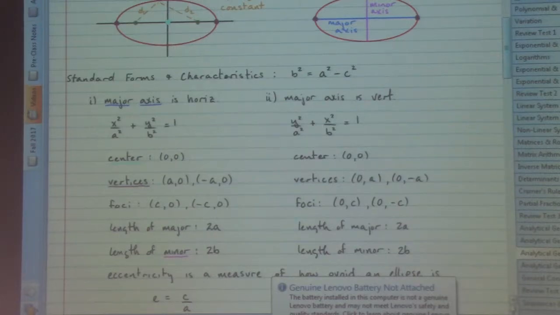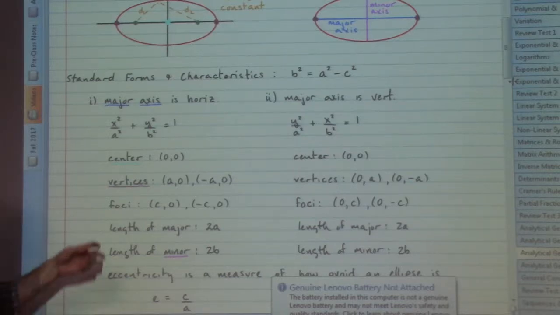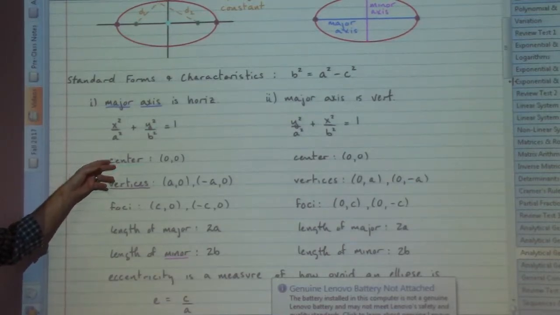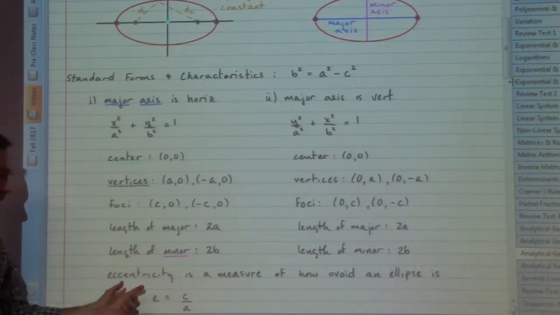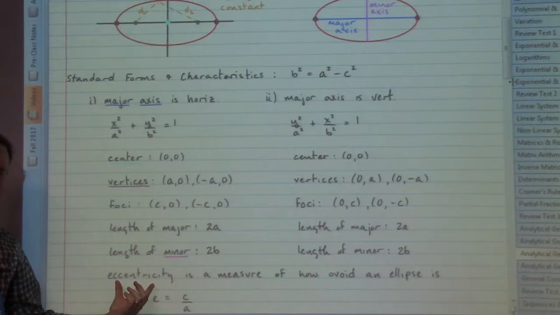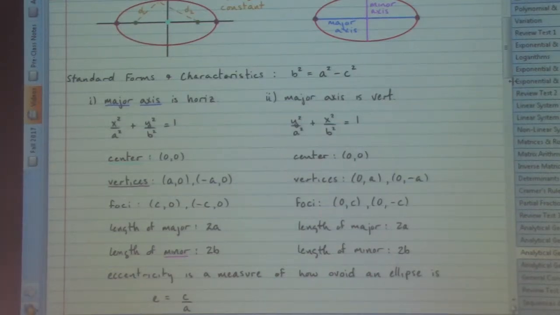So we can maybe take a look at a couple of situations and get an idea of how that eccentricity comes into play. But most importantly, the basic characteristics that we want to list, and this is a longer list, are: center, vertices, foci, length of the major axis, length of the minor axis, and much more rarely, but still occasionally, the eccentricity.